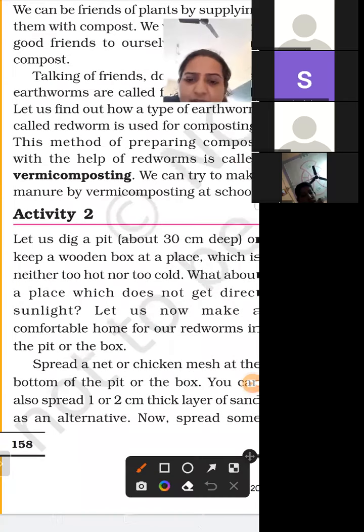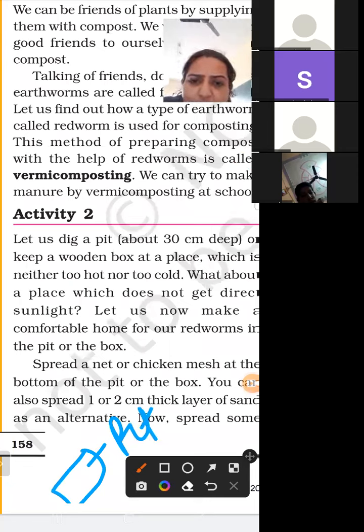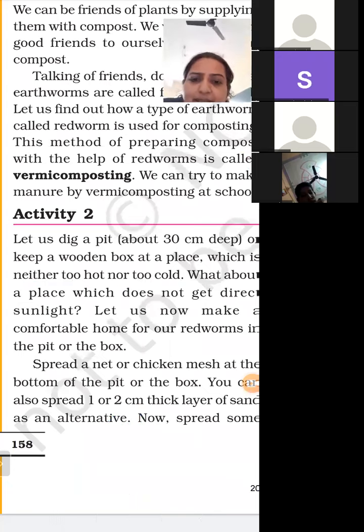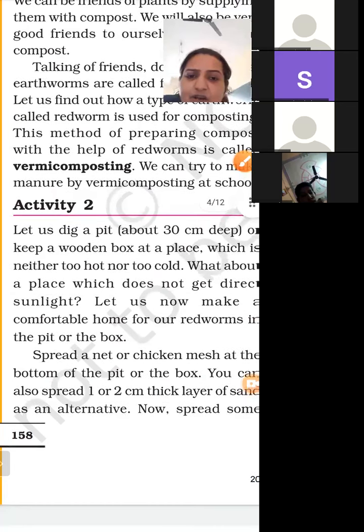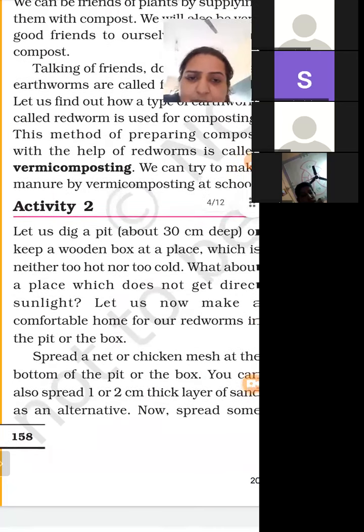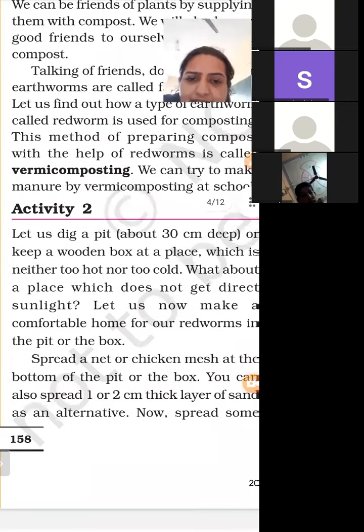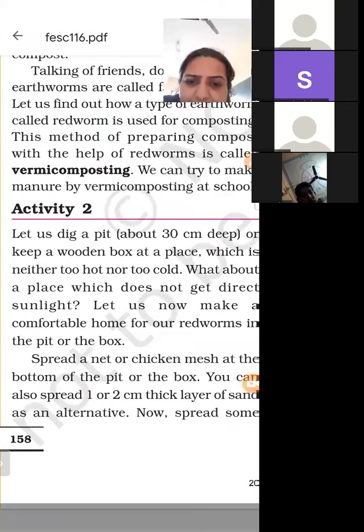Firstly, you have to dig a pit and keep a wooden box at that place. So you have to put the wooden box and we have to take a place which is neither hot nor cold. हमें एक ऐसा place लेना है जो बहुत ज्यादा ठंडा भी ना हो और बहुत ज्यादा गर्म भी ना हो. What about a place which does not get direct sunlight?